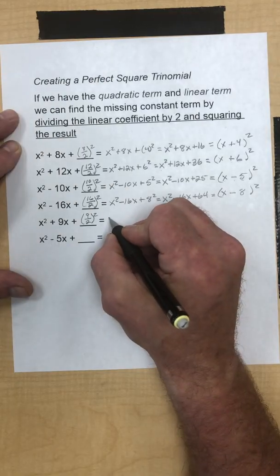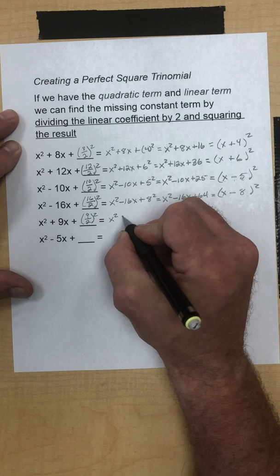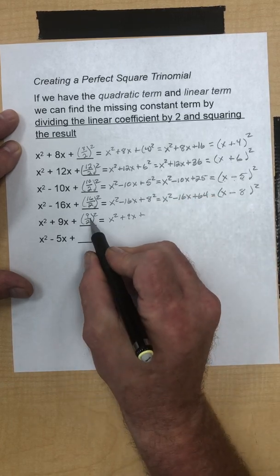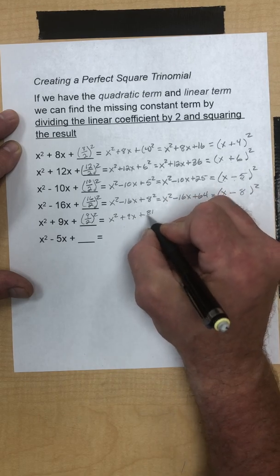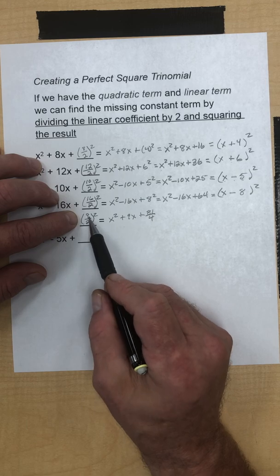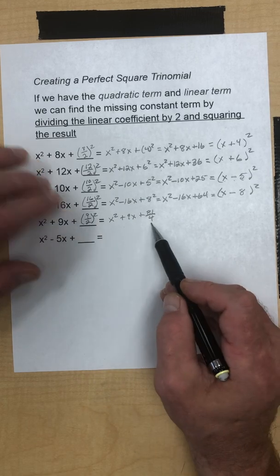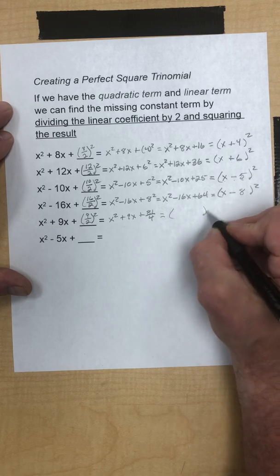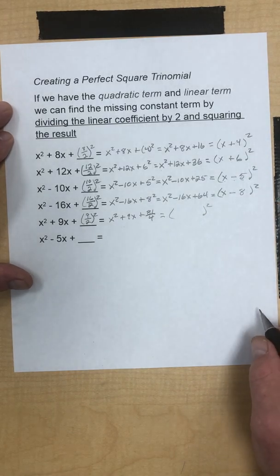So we would get x squared plus 9x plus 81 over 4. Now remember, when you square a fraction, you just square the numerator and denominator. So 9 squared is 81, 2 squared is 4. That's where I got the 81 fourths. And then we factor that into the square of a binomial.